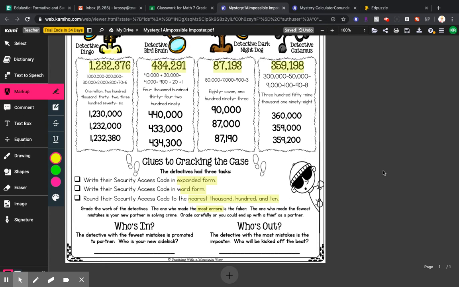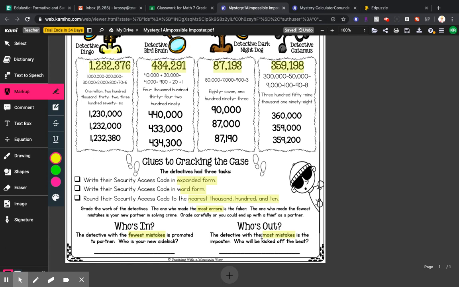So the person who has the most mistakes is the faker. This is the faker who's out, most mistakes. And the person who made the fewest mistakes, the least mistakes, that's the person who's going to be on your team. So who's in is the fewest mistakes, and that's the person who's going to be your partner. Who's out has the most mistakes, and they are the faker.